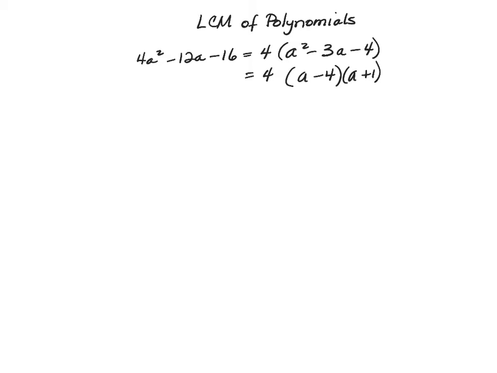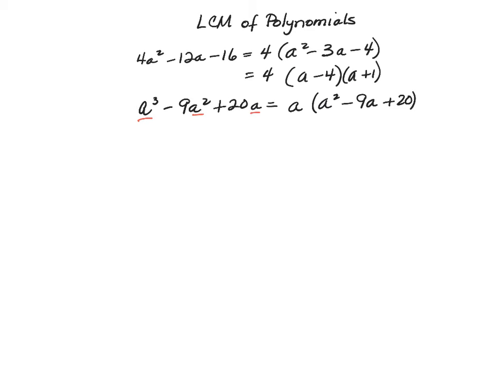The second polynomial that we're going to use here is a to the third minus 9a squared plus 20a. Again, we're going to look for a common factor that might occur in each of these. This time we will see that each term has an a in it. So I'm going to take an a out. That's going to leave me with a squared in the first term minus 9a for our second term plus 20.